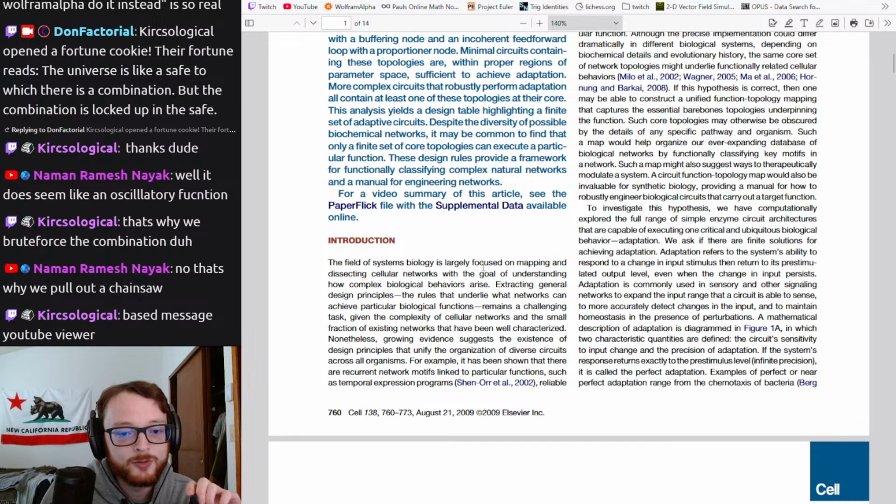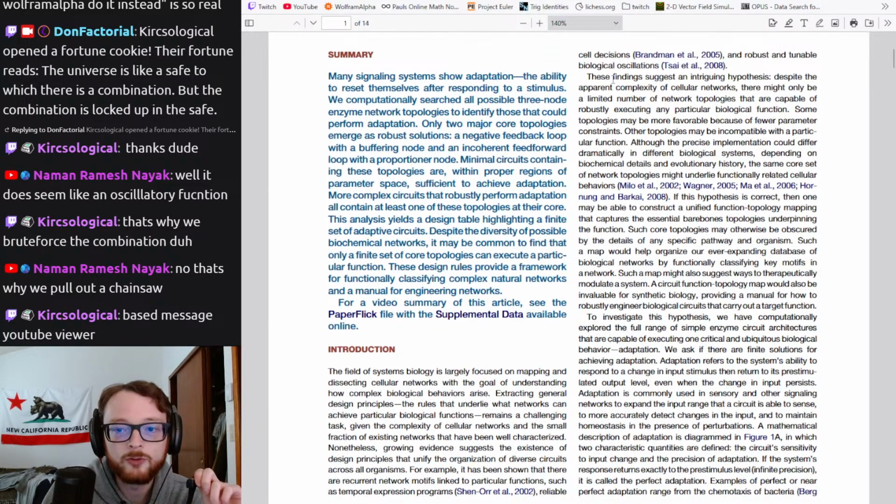So the field of systems biology is largely focused on mapping and dissecting cellular networks with the goal of understanding how complex biological behaviors arise, extracting general design principles. The rules that underlie what networks can achieve particular biological functions remains a challenging task given the complexity of cellular networks. A small fraction of existing networks have been well characterized. Nonetheless, growing evidence suggests the existence of design principles that unify the organization of diverse circuits across all organisms. For example, it has been shown there are recurrent network motifs linked to particular functions, such as temporal expression programs, reliable cell decisions, and robust and tunable biological oscillations.